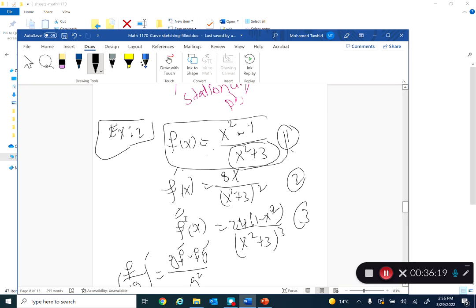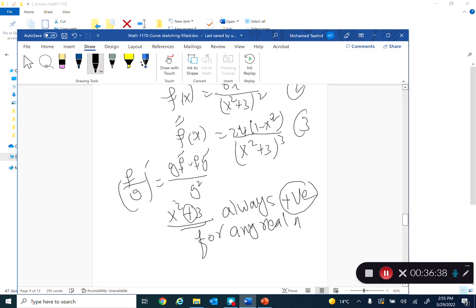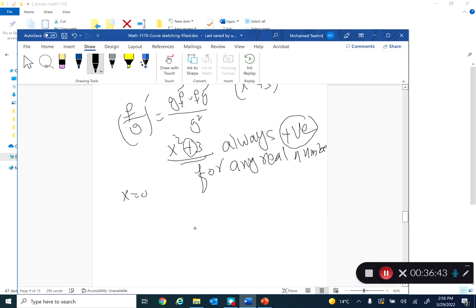So I have to figure out x squared plus 3. What do you know about x squared plus 3? It's always positive, positive for any real number x. Let me show you. If you take x equals 0, replace x by 0: you get 0 squared plus 3, which is 3. Is that positive? Yes.